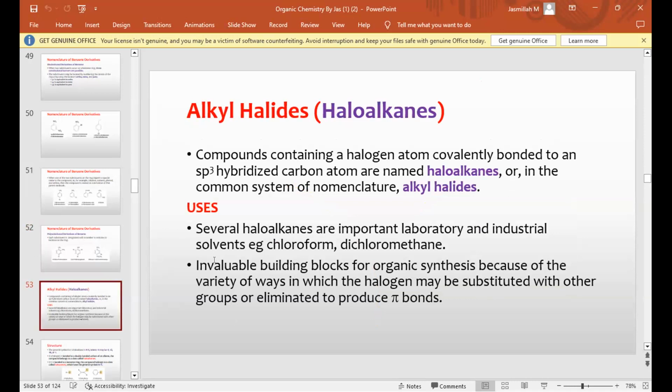So alkyl halides. Alkyl halides are compounds containing a halogen atom covalently bonded to an sp3 hybridized carbon atom. So the name that is given to them is alkyl halide. Normally, we can find alkyl halides in laboratory and industrial solvents, for example chloroform and dichloromethane. Then also they are invaluable building blocks for organic synthesis because of the variety of ways in which halogens may be substituted with other groups or eliminated to produce pi bonds.